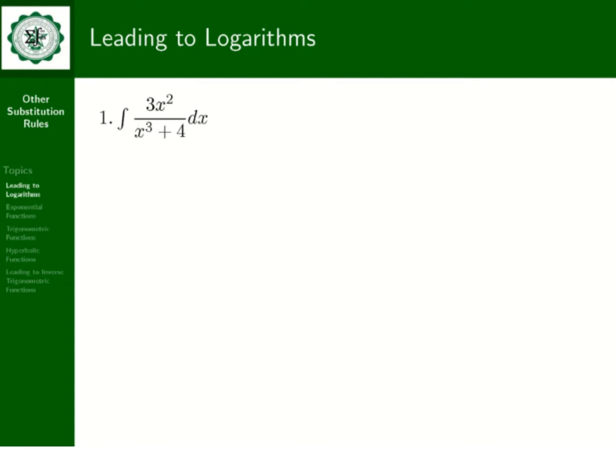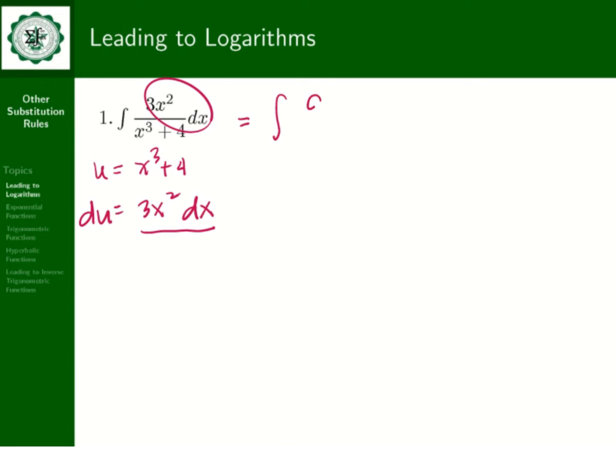For the first example, we have: find the indefinite integral of 3x squared over x cubed plus 4 dx. Using our substitution rule, we let u be x cubed plus 4, the one in the denominator, and then du is equal to 3x squared dx. If we show the substitution, 3x squared dx will become du, and x cubed plus 4 is u.